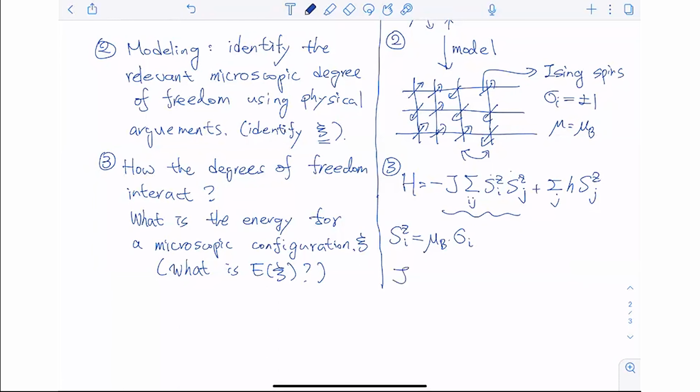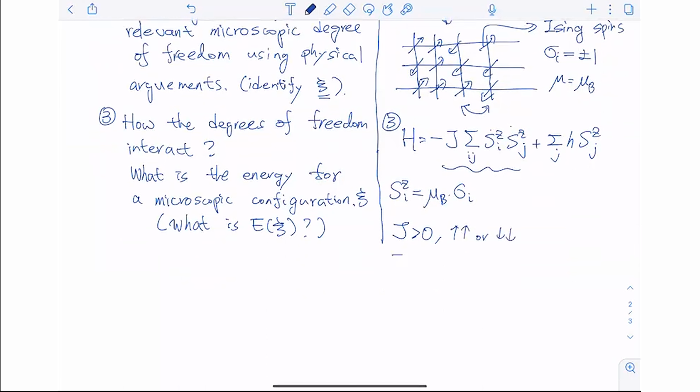So J greater than 0 is the preferred direction. When J is smaller than 0, anti-alignment is preferred. And usually this type of coupling is called ferromagnetic. And when J is smaller than 0, it is called anti-ferromagnetic coupling. M stands for. Okay.